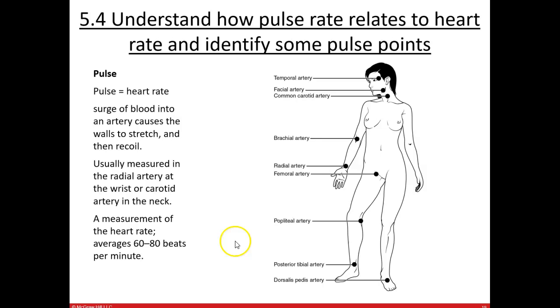But for most cases, we would measure our pulse in the radial artery, which is the artery in our arm on the side of our thumb. So you can measure that. Or the other common one is to do the carotid artery right in your neck. It's really easy to find those. Those are both pretty easy ones to find.